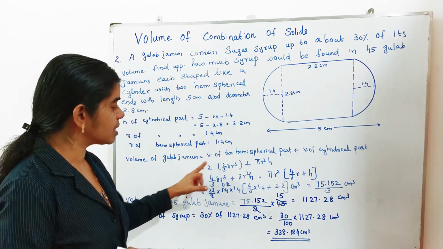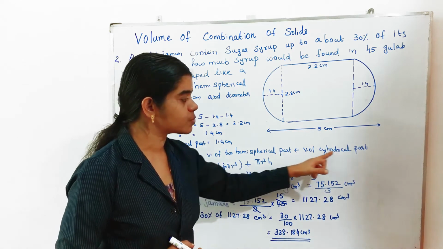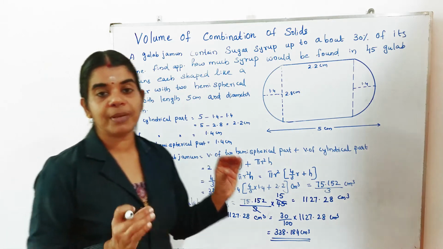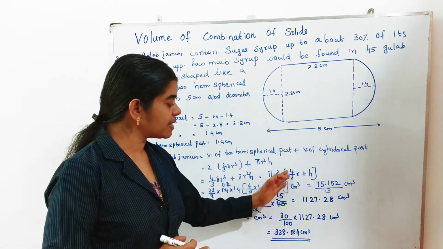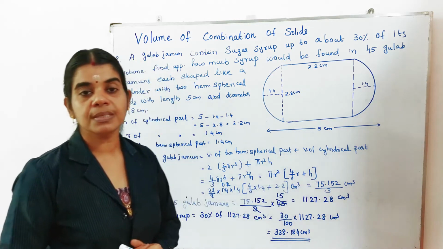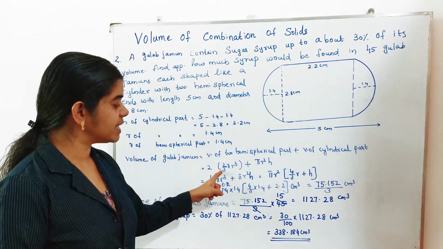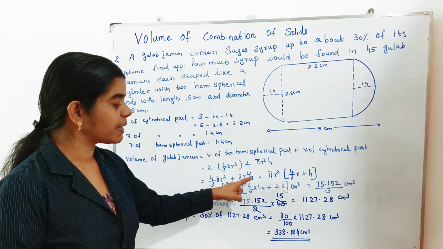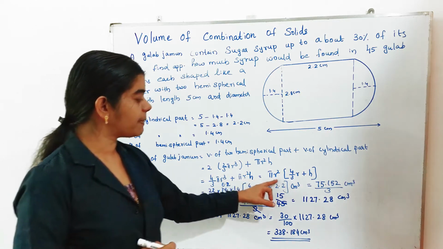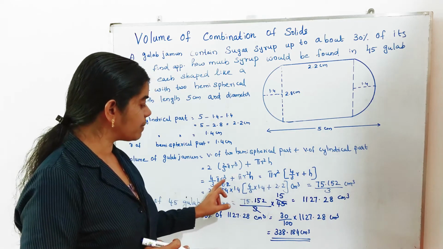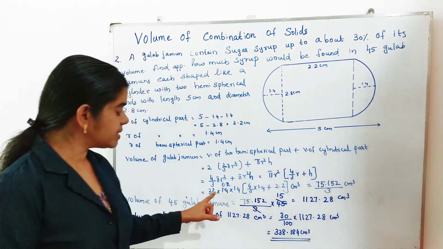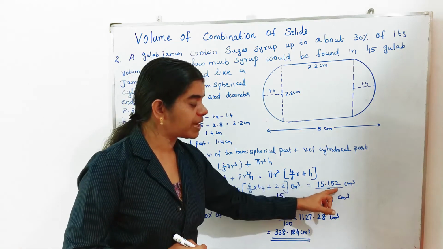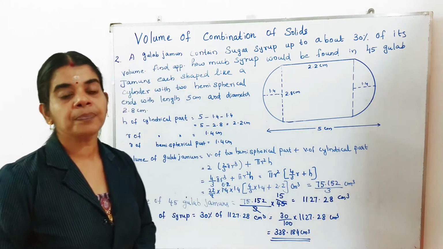Volume of the gulab jamun is equal to volume of two hemispherical parts plus volume of the cylindrical part. Then 2 by 3 pi r cube will be the volume of a hemisphere, and pi r square h will be the volume of the cylindrical part. Two hemispheres are there, so 2 into 2 by 3, that will be 4 by 3 pi r cube plus pi r square h. Here we can take pi r square common, then here it will be 4 by 3 r plus h. Then substitute the values, and you will get 75.152 divided by 3 centimeter cube as the volume of one gulab jamun.